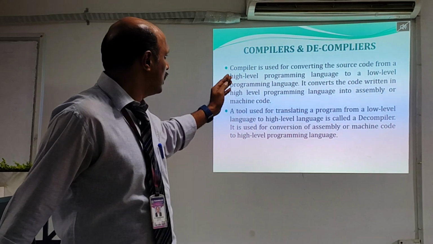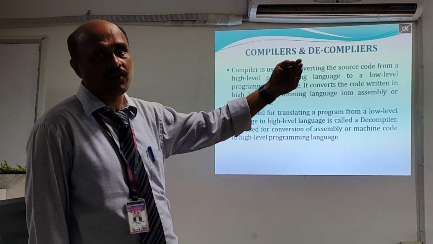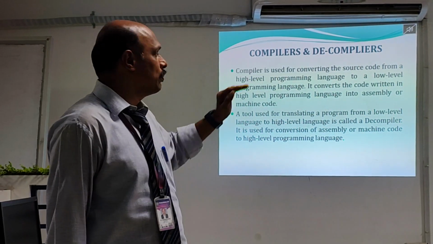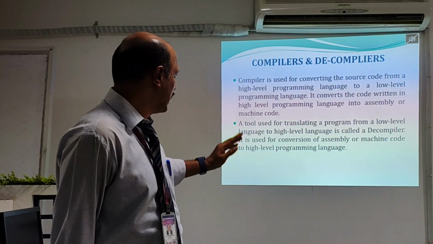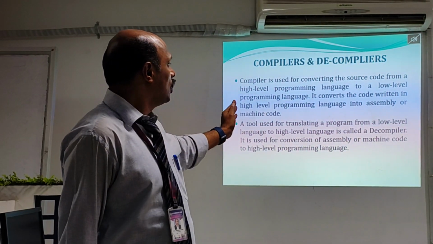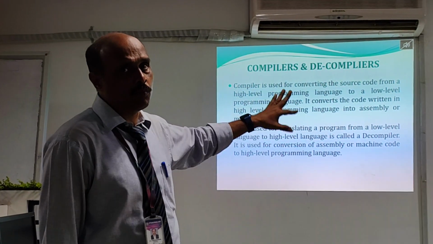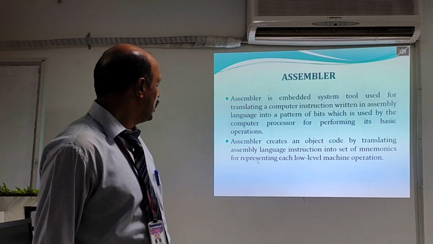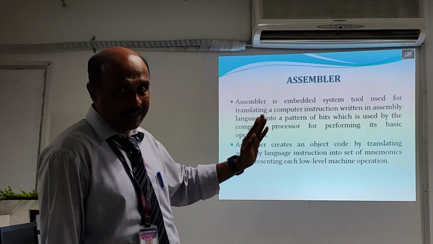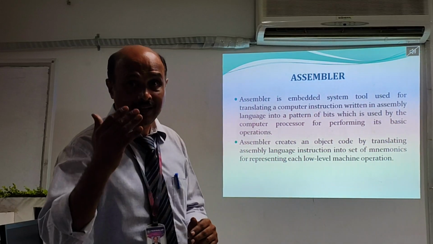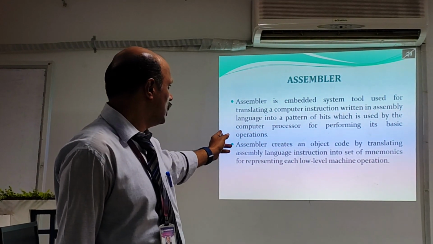And what are compilers and decompilers? Compilers are used to convert source code from a high-level programming language, maybe C or C++, to a low-level programming language. So it converts the code written in C to assembly language. A tool used to translate low-level language to high-level language is called a decompiler, just the opposite of a compiler. And there is the assembler, which is also a part of the embedded system tools. It is used for translating computer instructions in assembly language to machine-understandable code to perform its basic operations.